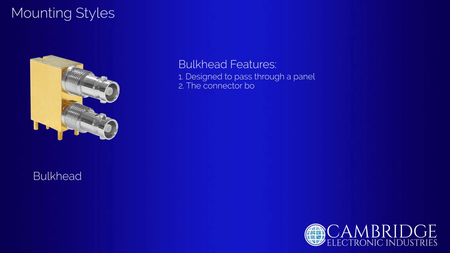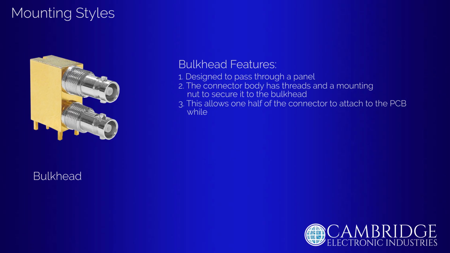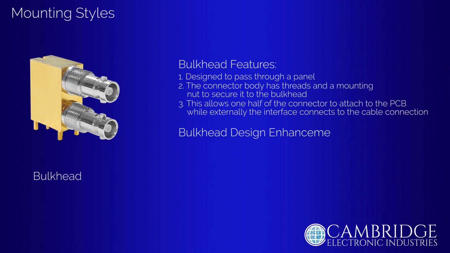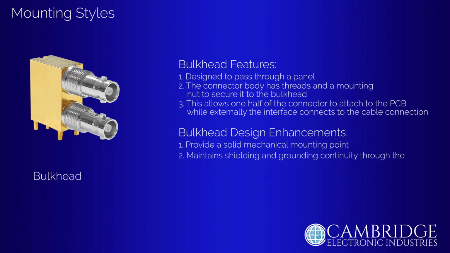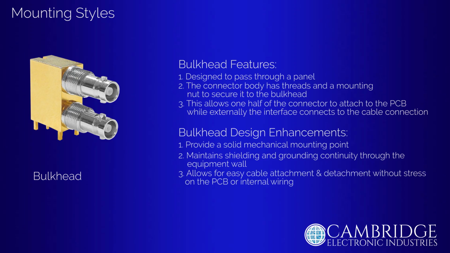Bulkhead connectors are designed to pass through a panel or housing wall. The connector body has threads and a mounting nut, sometimes with a washer, which are then secured to the bulkhead. This allows one side of the connector to face inside the equipment for internal wiring or PCB connection, and the other side to face outside for the user cable connection. Bulkhead connectors provide a solid mechanical mounting point. They maintain shielding and grounding continuity through the equipment wall and allow for easy cable attachment and detachment without stressing the PCB or the internal wiring.